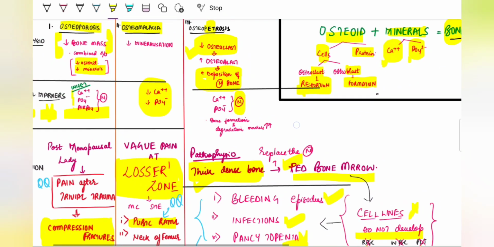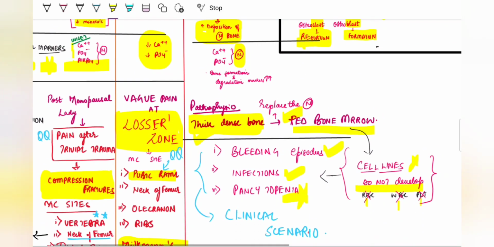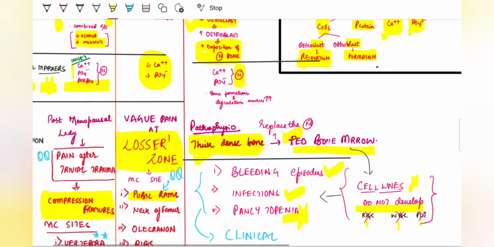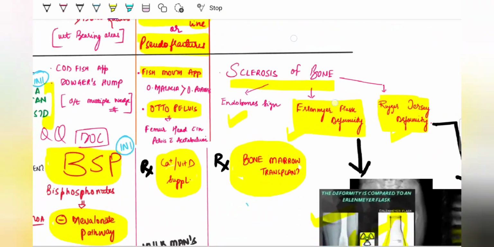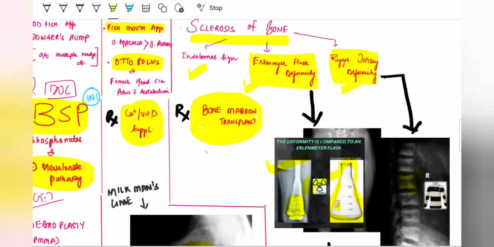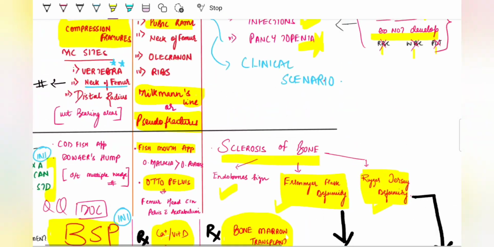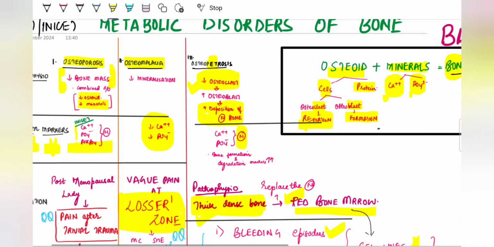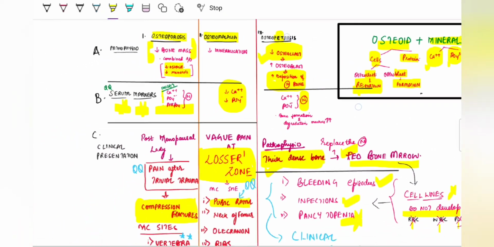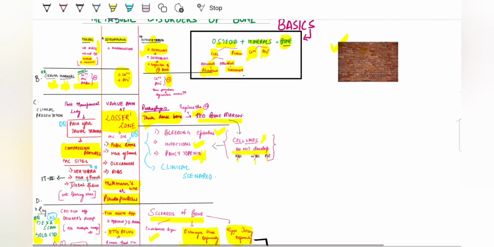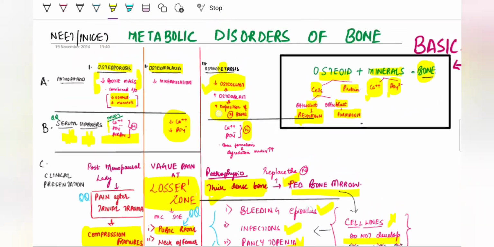Osteopetrosis, in the exam, infant with bleeding episode with infection, showing sclerosis of the bone, represented by Rugger Jersey deformity, Erlenmeyer flask deformity, so osteopetrosis. If they ask you the management, it is bone marrow transplant. So this is a video comparing these three disorders. I hope you liked the video.